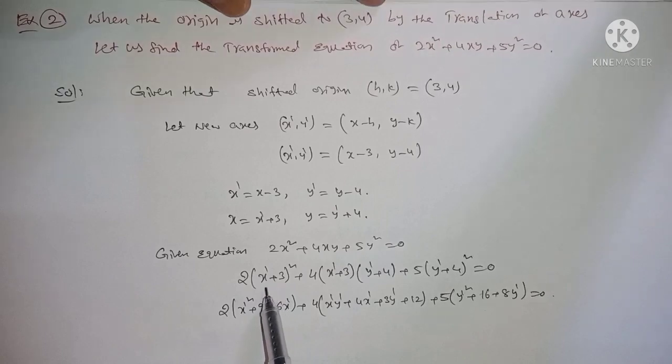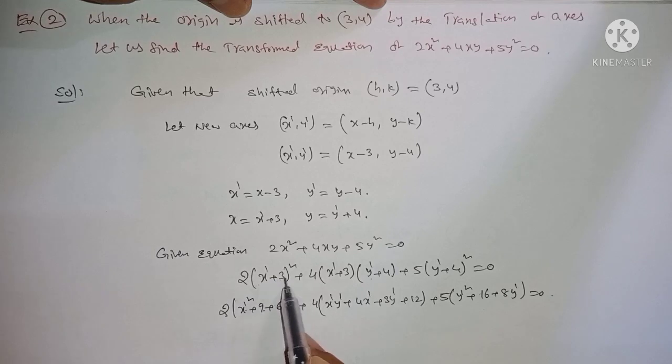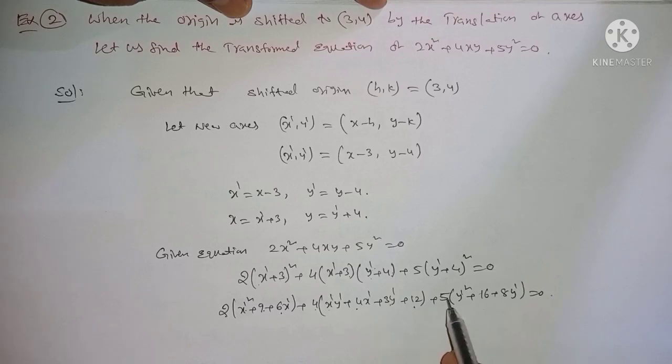You can use the formula (a + b)², and (a + b)(c + d) you can multiply. This is also (a + b)². 2 as it is. (a + b)² is x'², 3 squared is 9, 2ab, 2 into 3 is 6x'. 4 as it is, x' into y', x' into 4 is 4x', and 3 into y' is 3y', 3 into 4 is 12. 5 as it is, y'² plus 4 squared is 16, plus 8y' = 0.